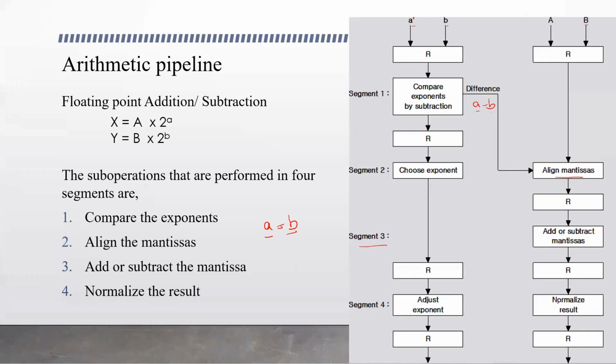So when we normalize, we shift right or left the mantissa part of the number. When it is shifted right, the exponent needs to be incremented, right? And when it is shifted left, it needs to be decremented. According to this operation, normalizing the result, the exponent needs to be adjusted.